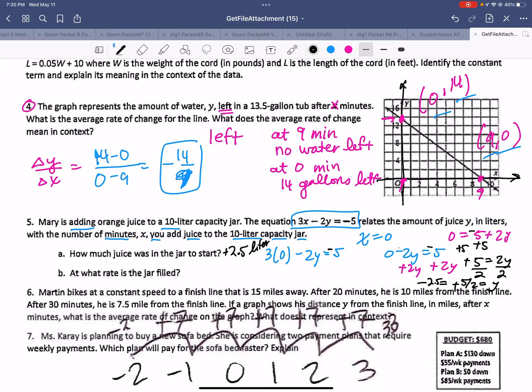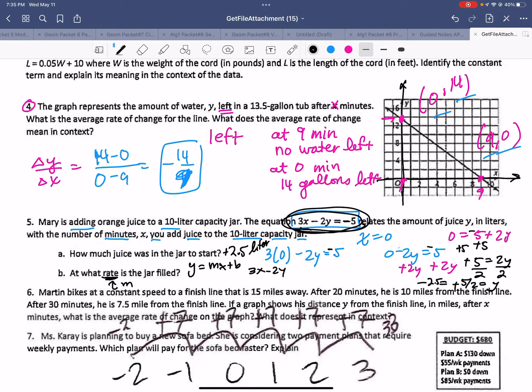At what rate is the jar filled? So when we think about this, it's not in slope intercept form. The rate is m, so we know the rate if we can get it in this form. So we kind of rearrange this. I think you can kind of see that here.